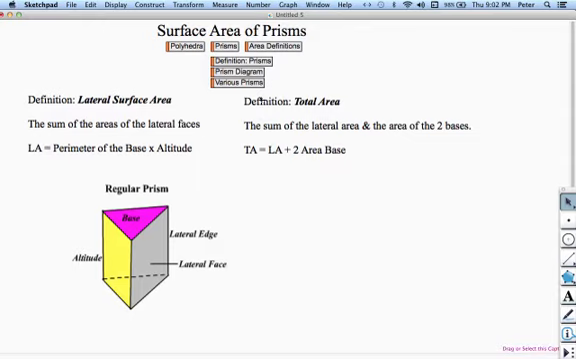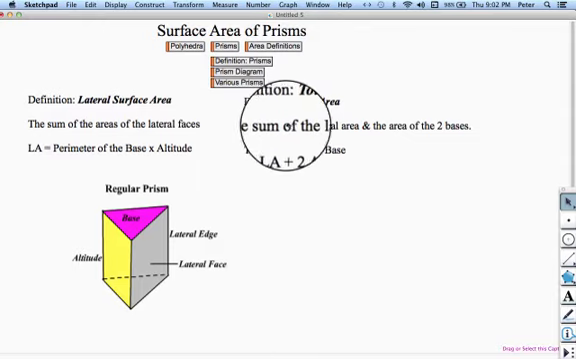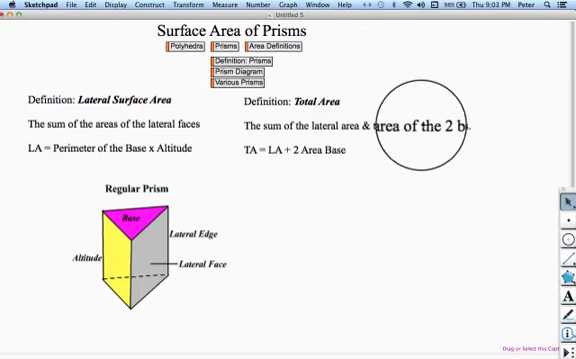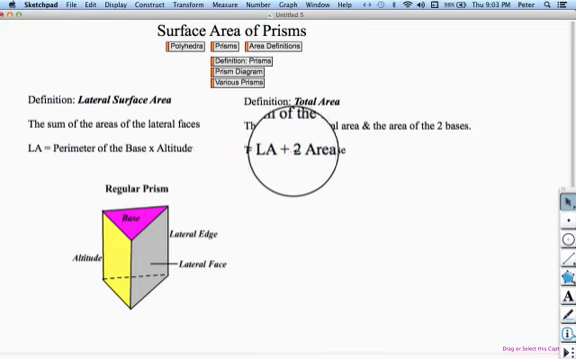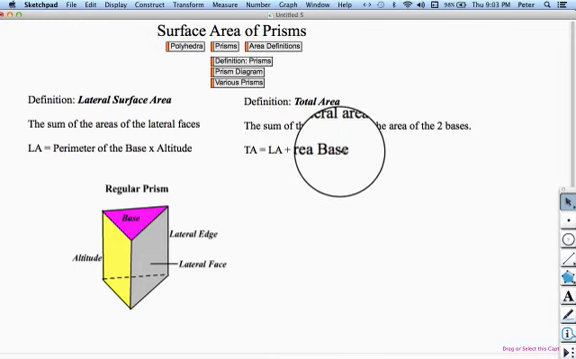The total area is the sum of the lateral area and the area of the two bases. The formula for the total area is the lateral area plus 2 times the area of one base. Because once again, in a prism, the two bases are congruent.